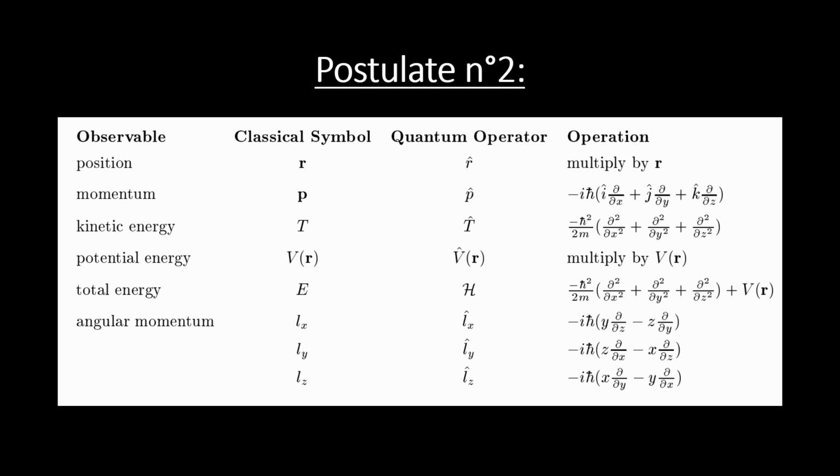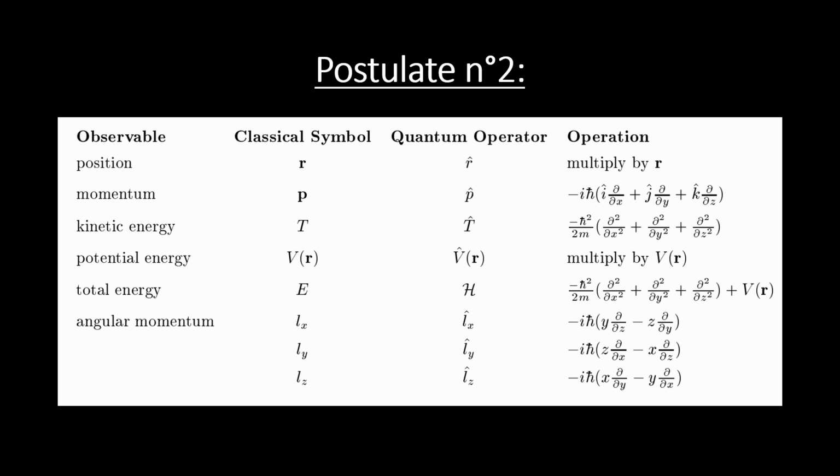So now let's talk about the second postulate. The second postulate says that to every observable in classical mechanics, there corresponds a linear Hermitian operator in quantum mechanics. So you can see some examples there, which I won't describe, but we can see the position, the momentum, the kinetic energy, the potential energy, the total energy, which is the sum of kinetic energy and potential energy, and the angular momentum. And all these Hermitian operators have two properties.